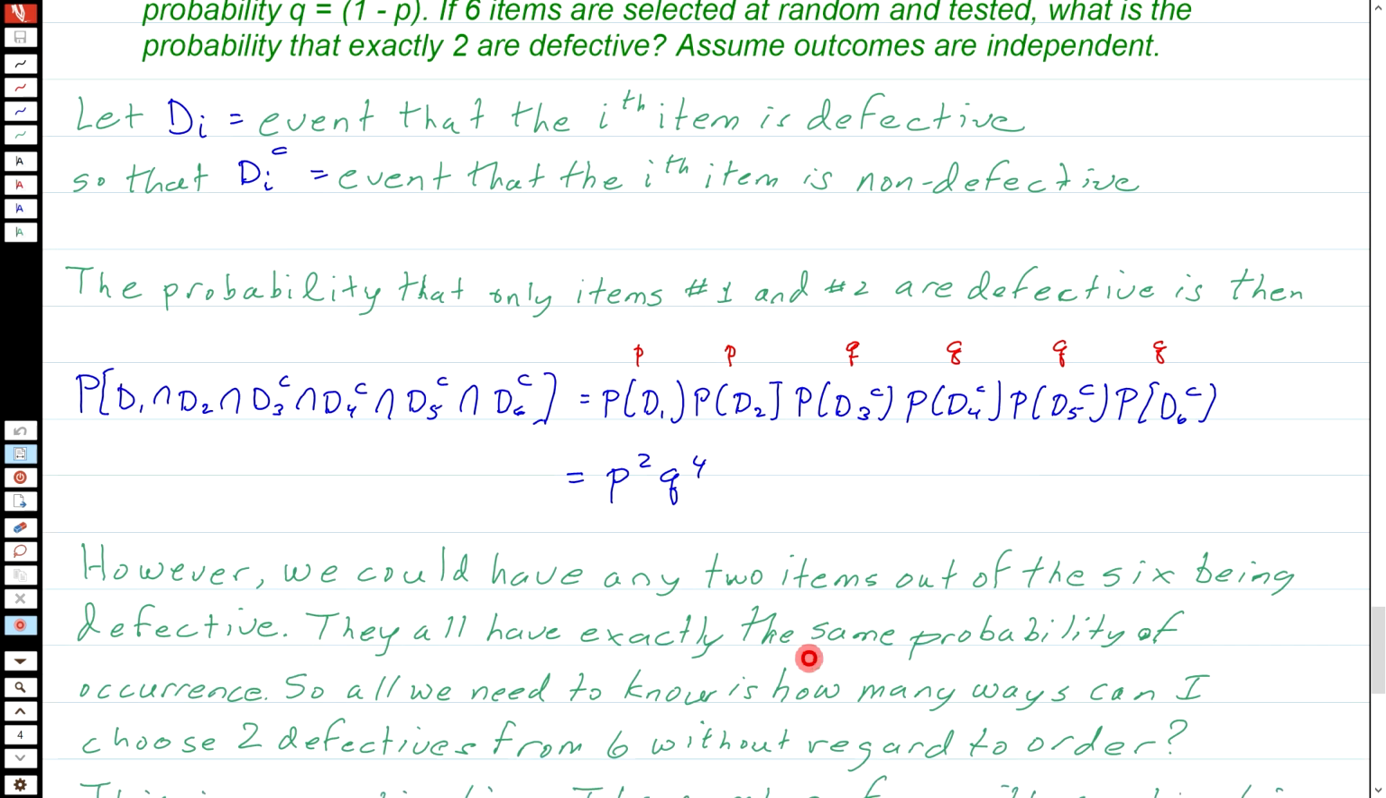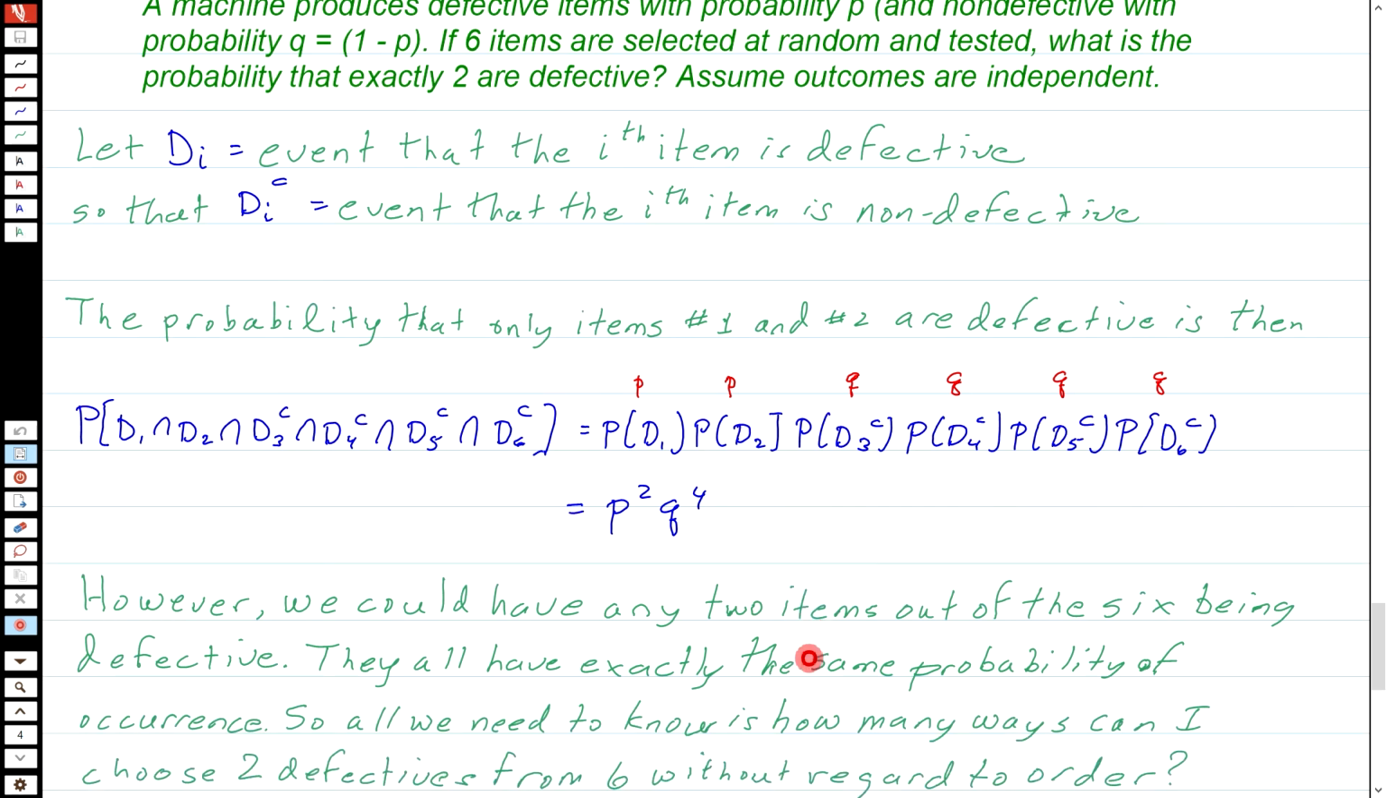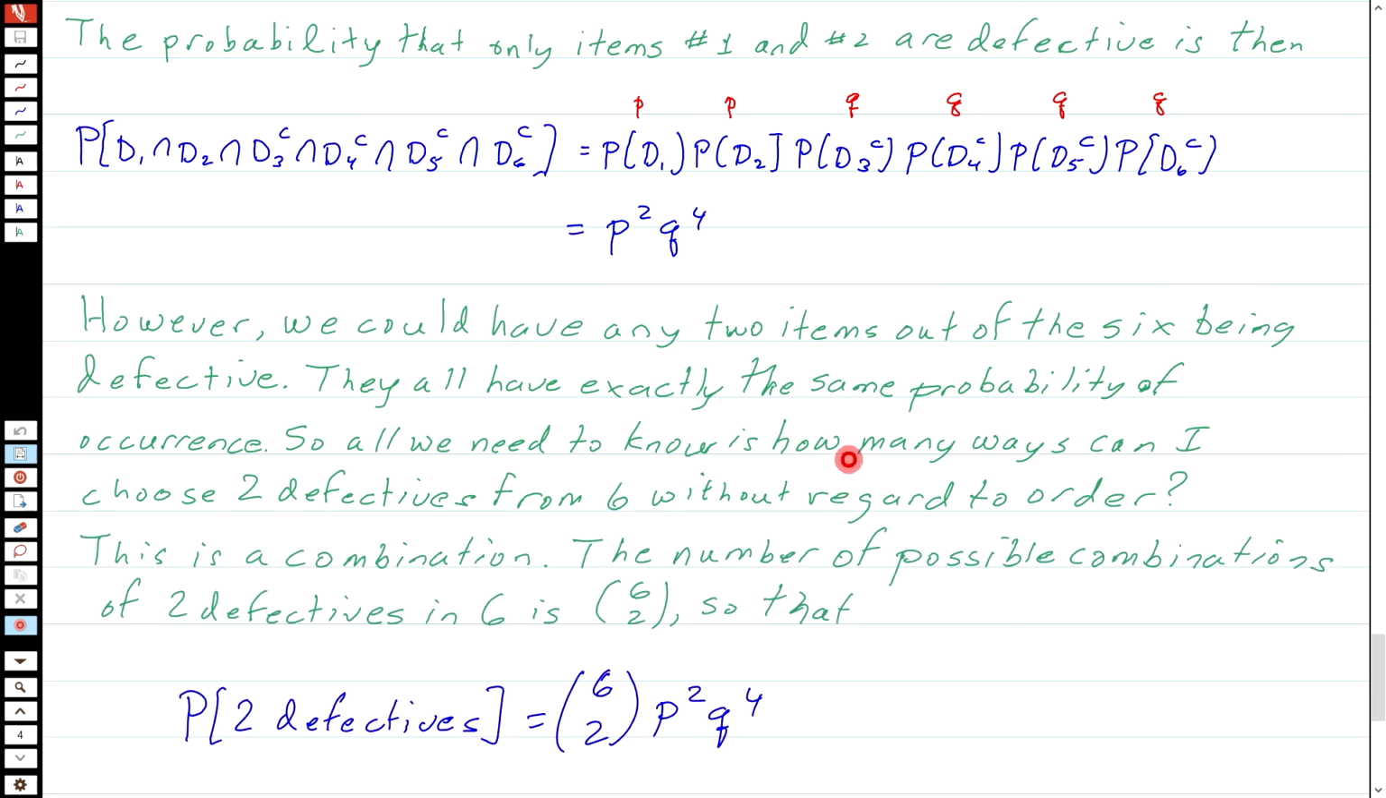However, that's not the only way I can get two defectives out of the 6. It could be that items 2 and 3 were defective, or items 3 and 6. So I basically have to look at all the possibilities here. And they all have exactly the same probability of occurrence. They all involve 2 defectives and 4 non-defectives, so they all have probability p squared q to the 4th.